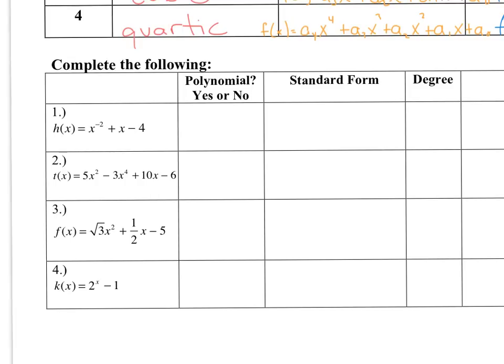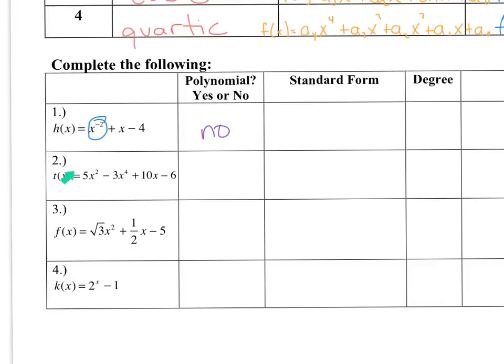This first example first asks whether or not the equation is a polynomial. If I take a look at h of x, the first one, it's x to the negative second plus x minus 4. Right now I can tell you that this is not a polynomial because this leading term right here has an exponent that's negative 2. And we cannot have a polynomial that has exponents other than whole numbers. So this one is not a polynomial, which means that the rest of the chart does not apply because you can't have a standard form, it won't have a degree, and so forth.